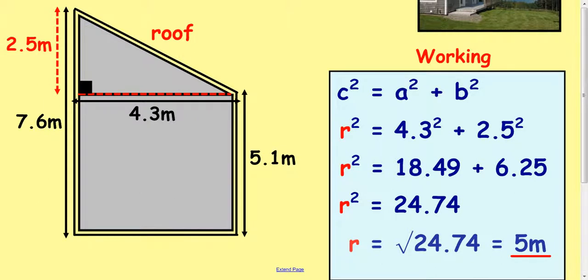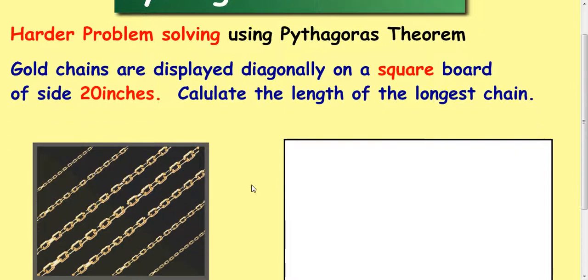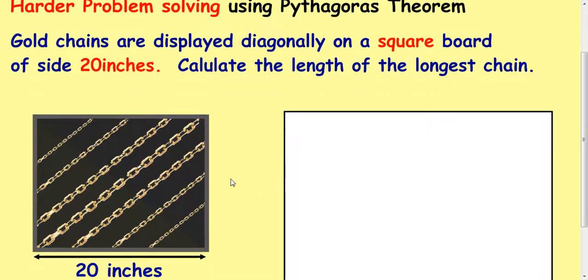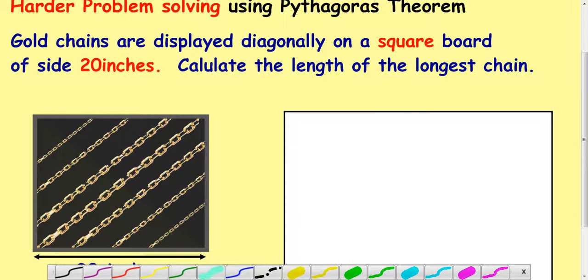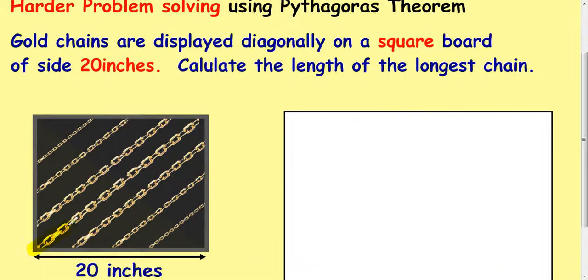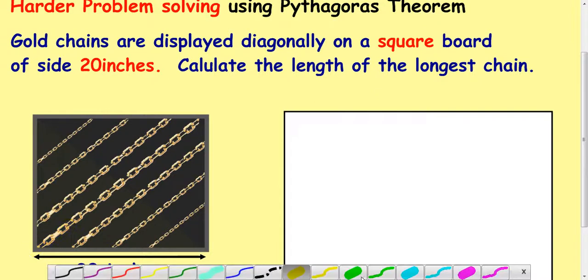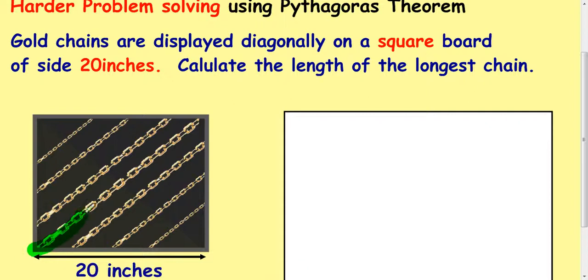Okay, let's do another example. Gold chains are displayed diagonally on a square board of side 20 inches. Calculate the length of the longest chain. So there's a couple of things to notice there. The fact it says square means that this is 20 inches by 20 inches up and down the way. So we've got 20 inches up here as well. And the other thing is we're looking at the longest chain. Now the longest chain is this, we've got a different highlighter colour. The longest chain is this one here, all the way up there.